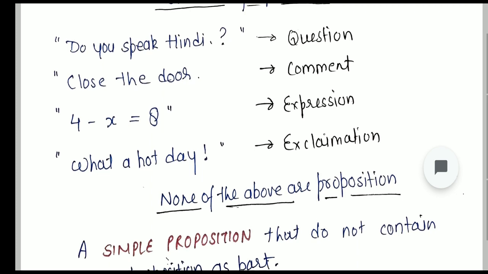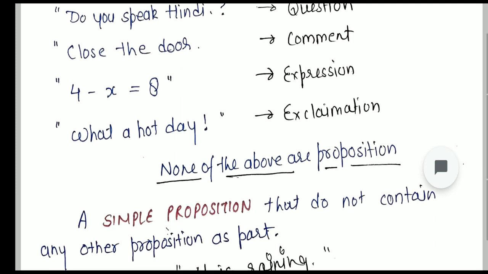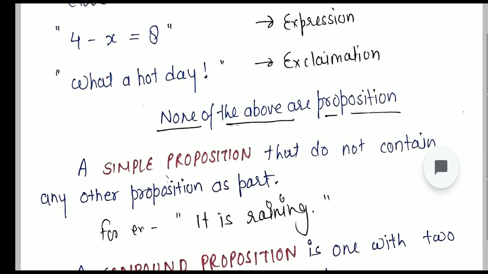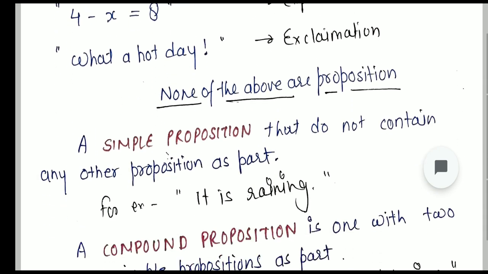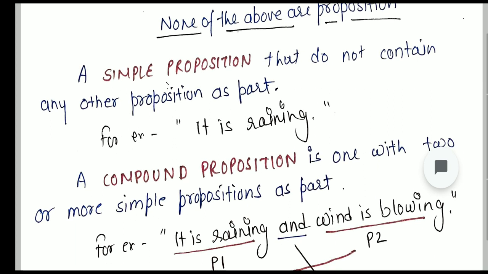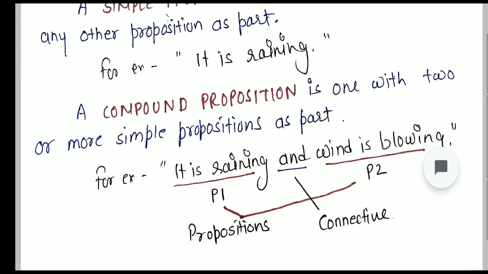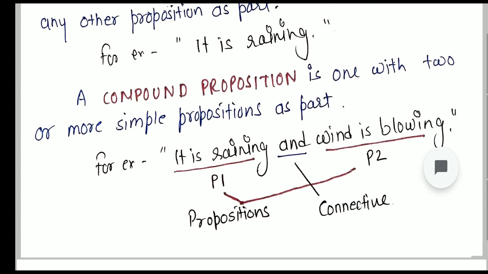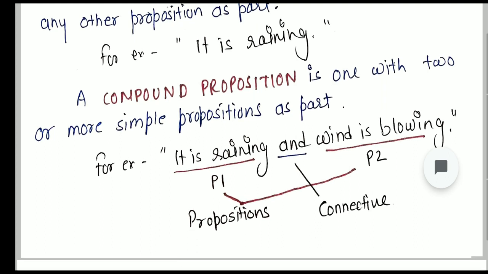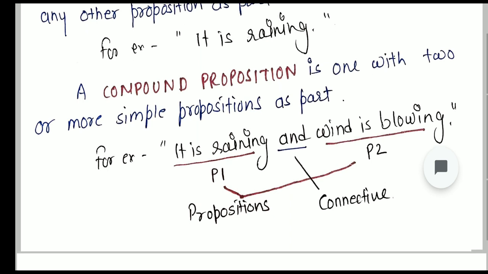The propositions are of two types. A simple proposition does not contain any other proposition as part, that means a single statement. For example, it is raining. On the other hand, a compound proposition is one with two or more simple propositions as parts. For example, it is raining and wind is blowing. So we can see there are two propositions: P1, it is raining, and P2, wind is blowing. To join these two, P1 and P2, we have used and, which is a connective. Another term, connective. So let's study about connectives.